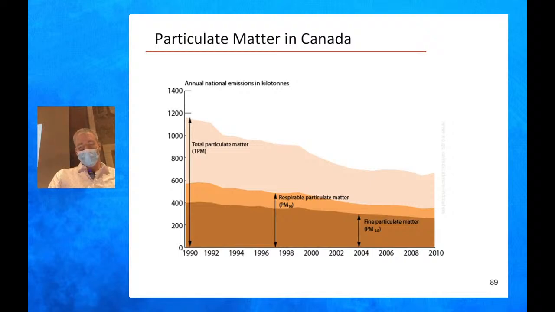Particulate matter has been dropping in Canada, though, and this is a result of new restrictions on industry. The fine particulate matter has dropped a little bit, maybe from like 400 to 300, but it's not a problem that's gone. This is still 2010. I need to get a 2020 map here just to update this data a little bit.